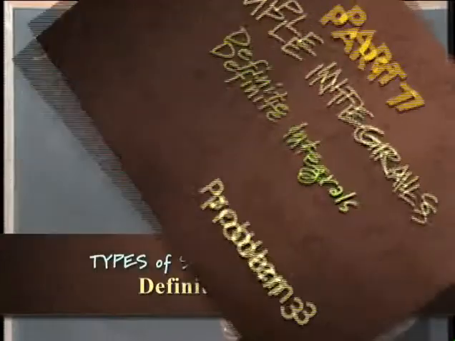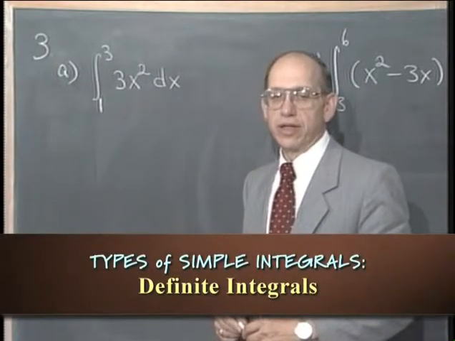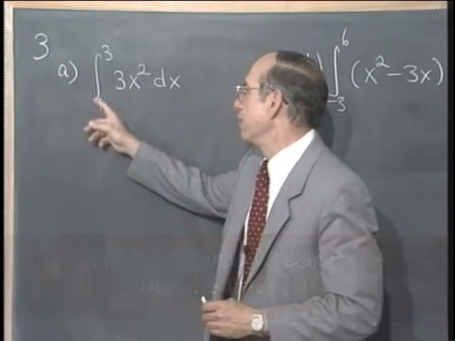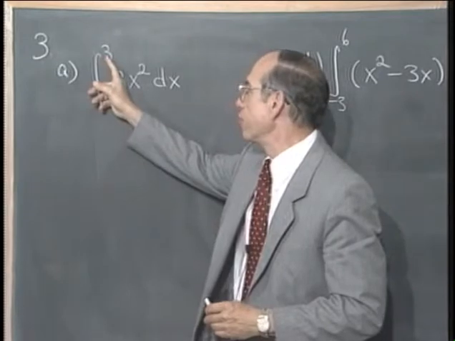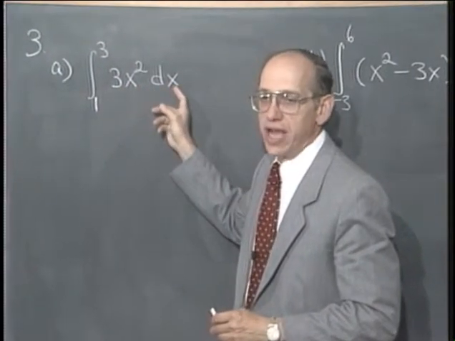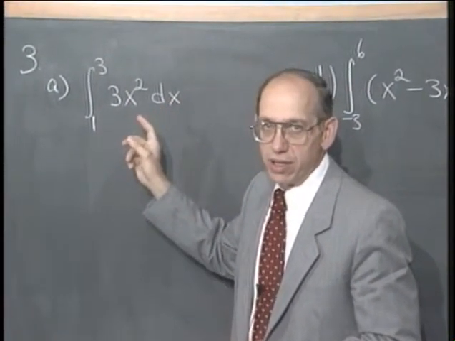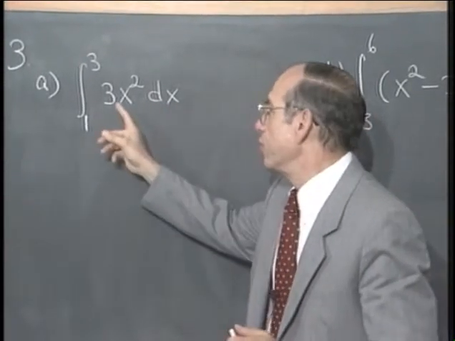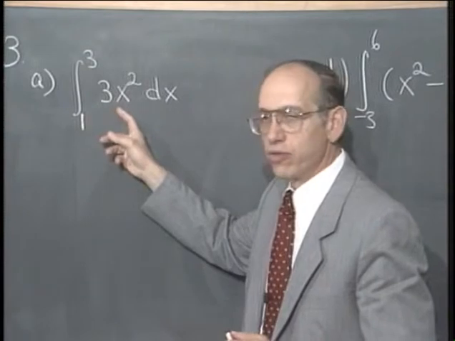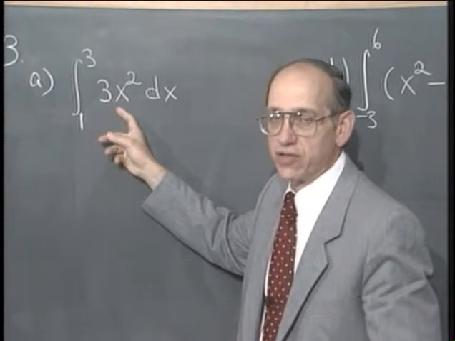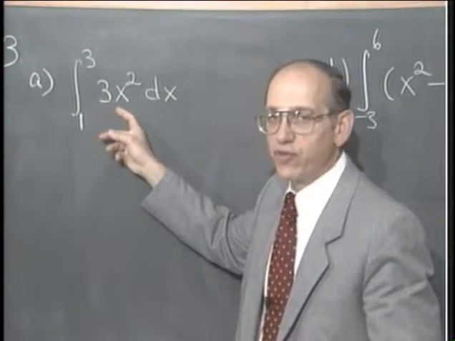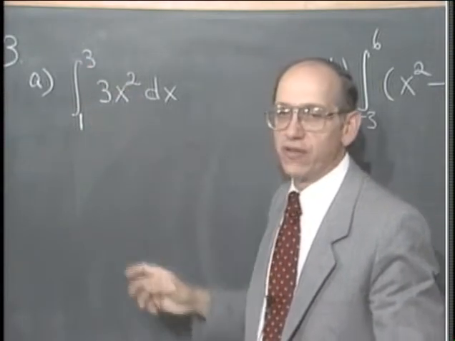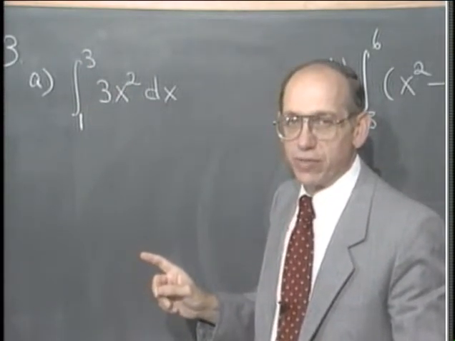In problem 3, we're going to look at some definite integrals. Now, a definite integral, take a look at 3a. The integral from 1 to 3 of 3x squared dx. What does that really mean? The definite integral has to be interpreted as follows. We're going to find the antiderivative of what's in here. That's the first step. Then we have to evaluate the antiderivative at each of the two limits and find the difference. I'm going to say that again.